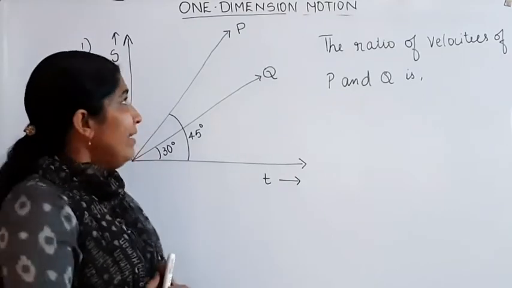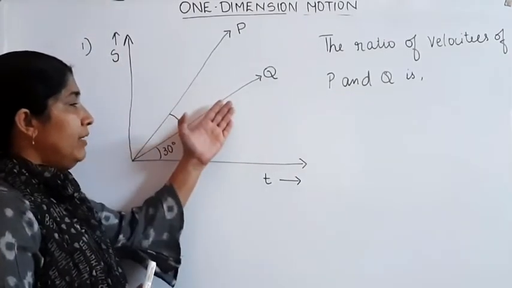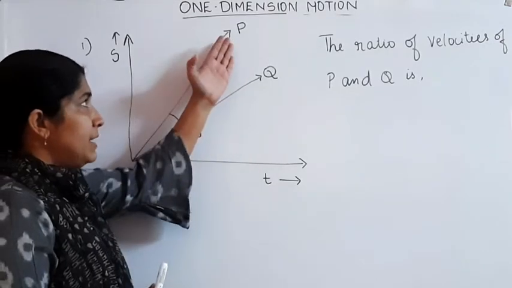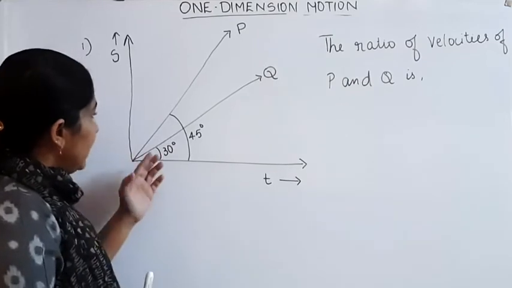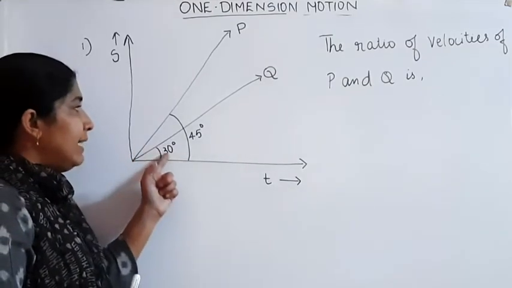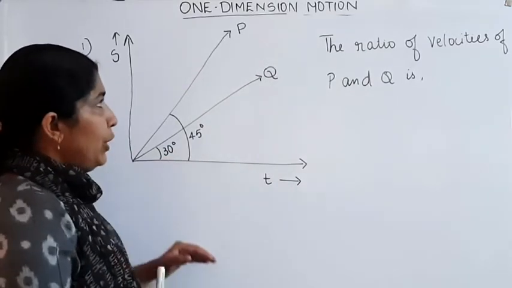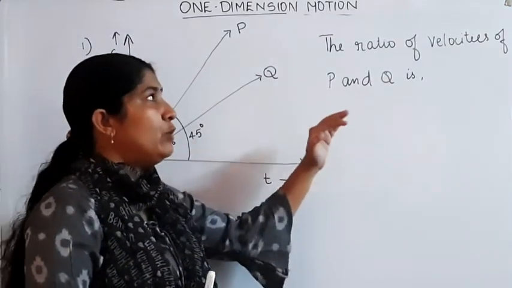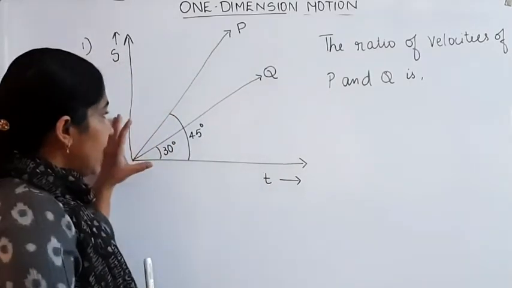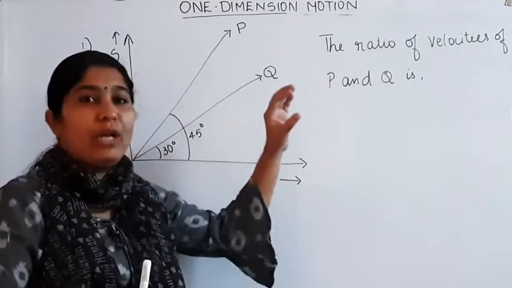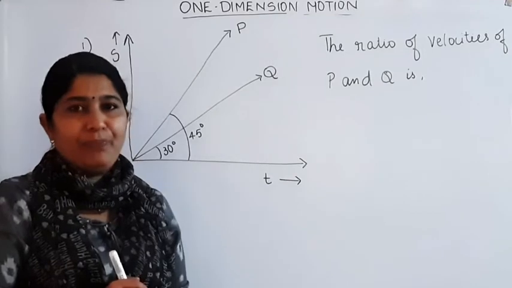Our first question. Displacement-time graphs of two bodies are given. Here P is the first body and Q is the second body, and the graphs make angles of 30 degrees and 45 degrees with the time axis. We want to find the ratio of velocities of P and Q.